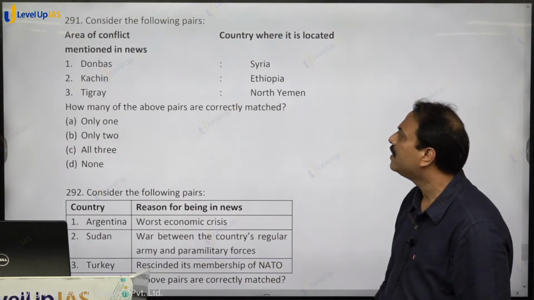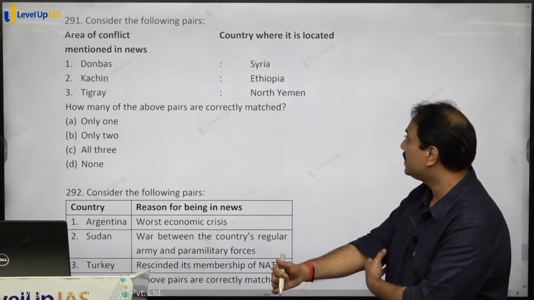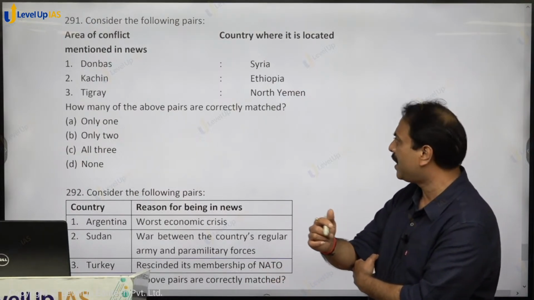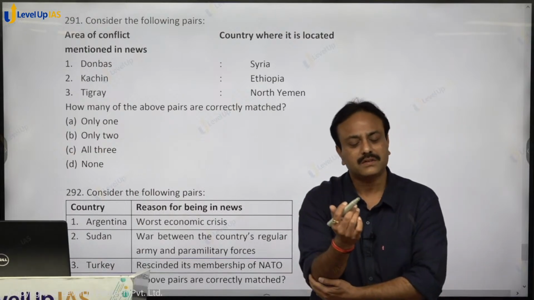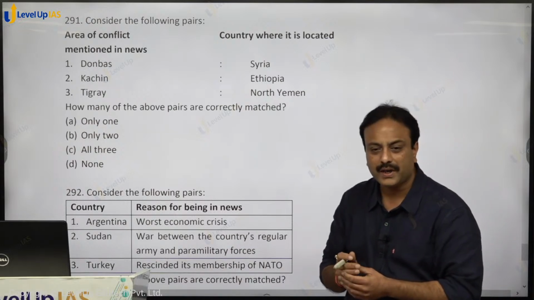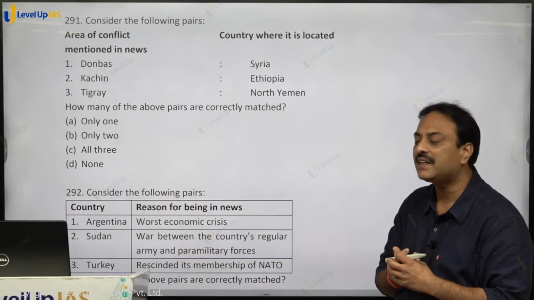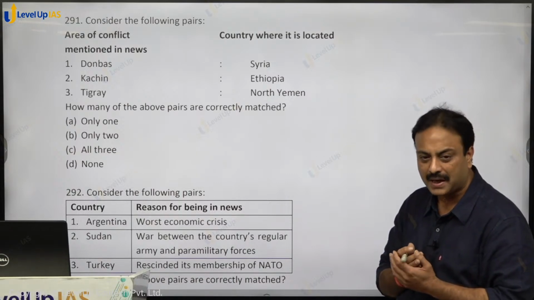Question number 291. Consider the following pairs. Area of conflict mentioned in news. Countries where they are located. Donbass. Very easy, it is Ukraine. On the eastern borders of Ukraine, you are having Donbass. Kachin. Kachin is the northern province in Myanmar.